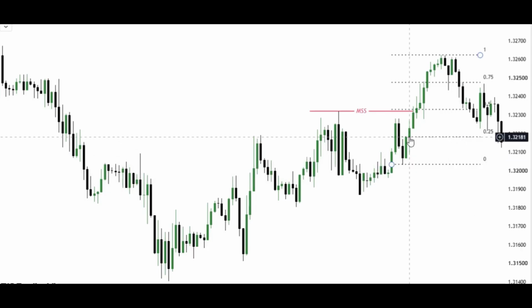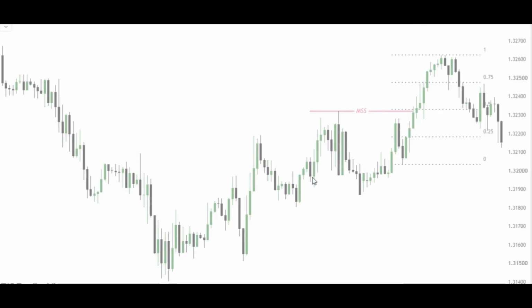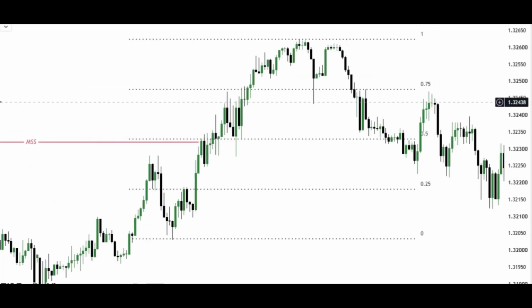Once I plotted the DRT on the chart, I noticed the 25% DRT level lined up with this order block and the 1-hour FVG. So I switched to the 15-minute timeframe to map out the zone more precisely. And here I've got a really strong FVG.